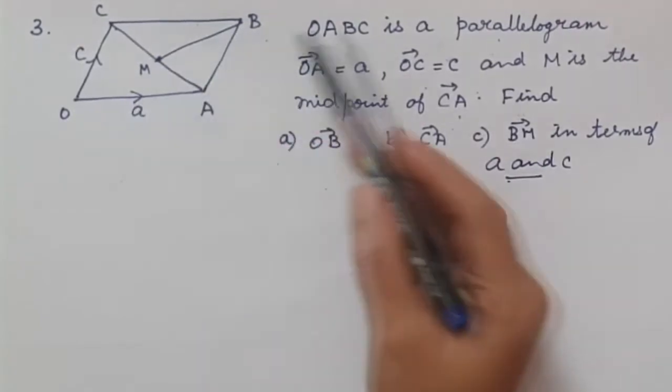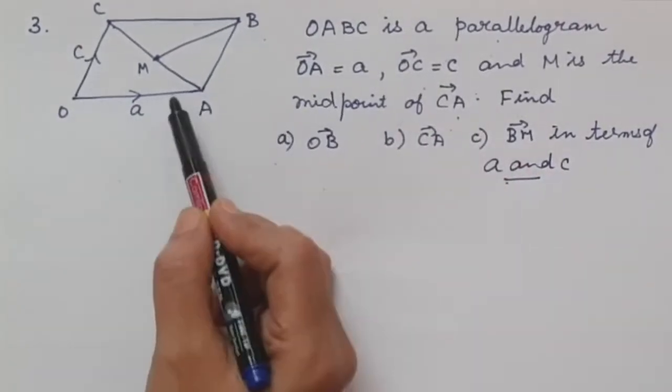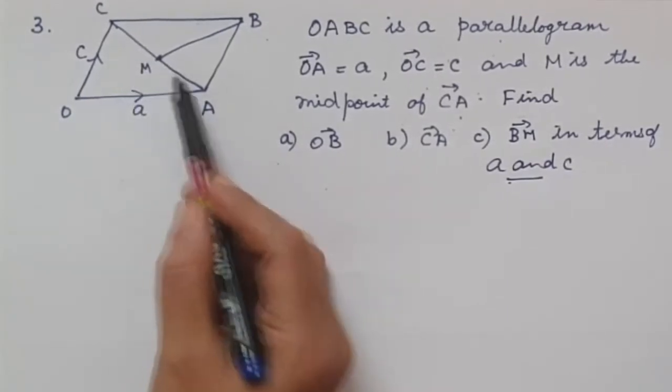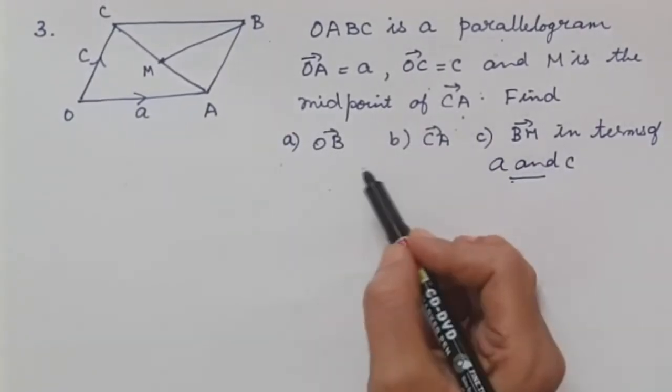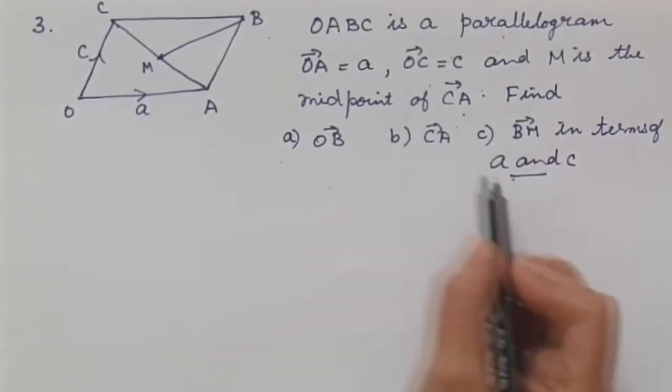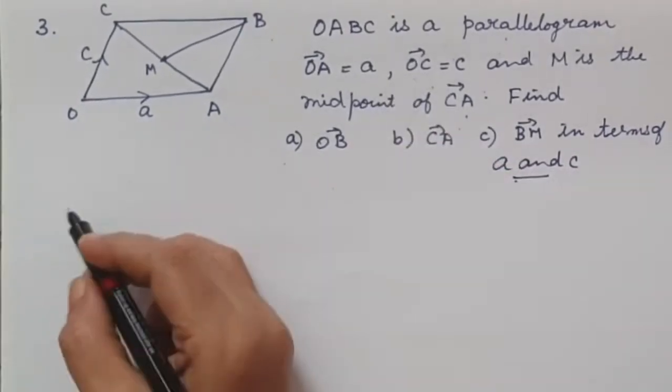Now the third question, the figure is given. OABC is a parallelogram. Now OA is A and OC is C. M is the midpoint of CA. Now find OB, CA and BM in terms of A and C. So we have to give our answer in terms of A and C.